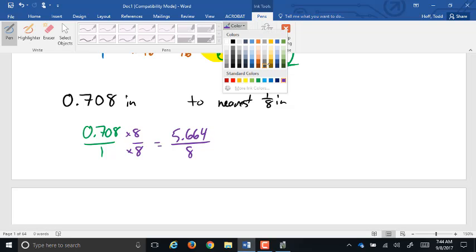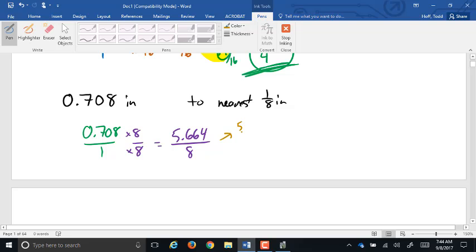So that tells us it is between 5/8 and 6/8. Again, this is 5.6. That's between 5 and 6. Which is it closer to? 6. 5.6 would be closer to 6. So, of course, we would say 3/4 inch.